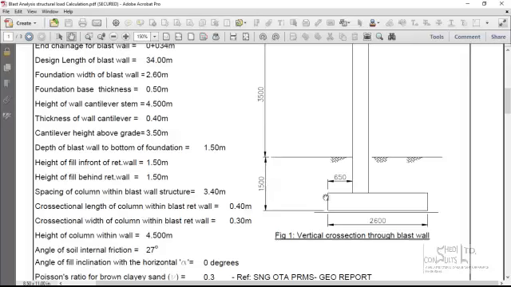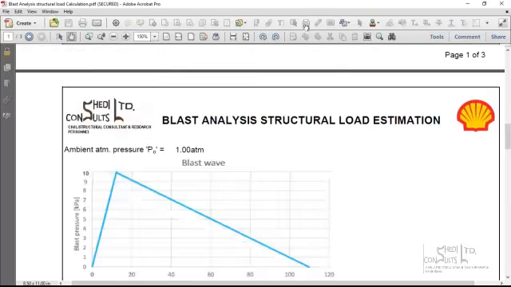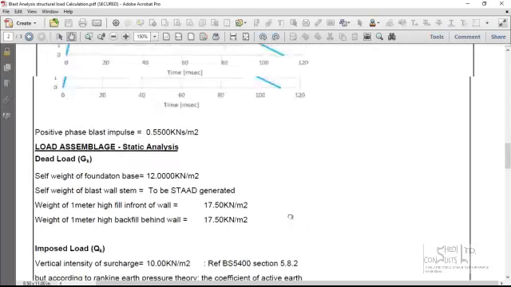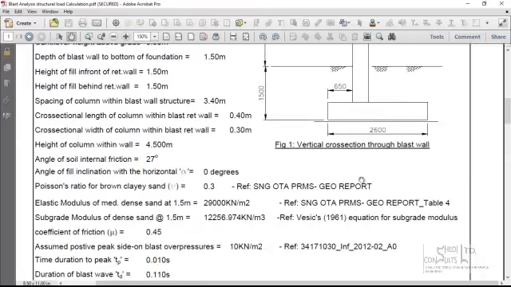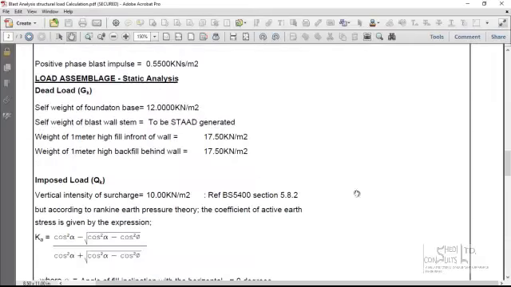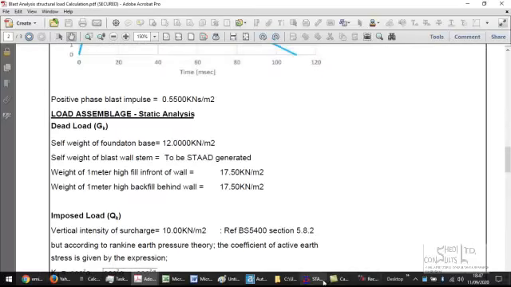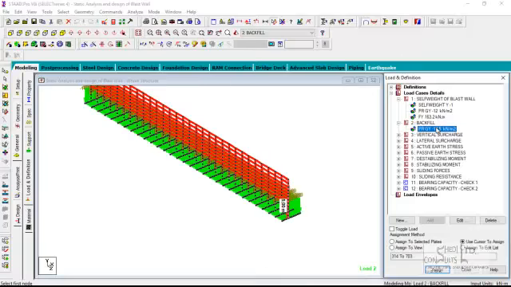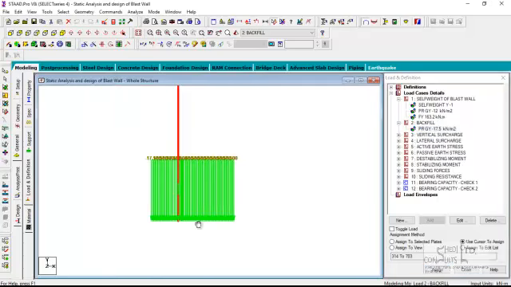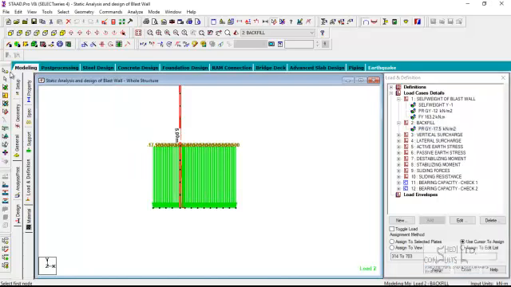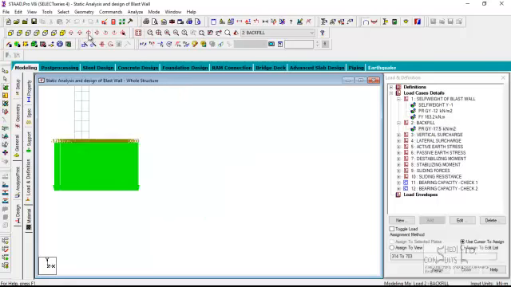Okay, so 15 minus 500 is 1 meter. So that 1 meter weight is 17.5. Similarly, you have that weight on this side, though on a larger surface area. So that was calculated and applied. That's the weight of backfill. So we can see that applied on two sides, one on a smaller surface area and one on a larger surface area.